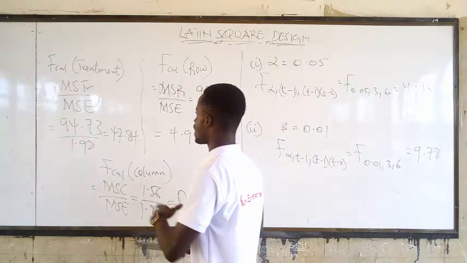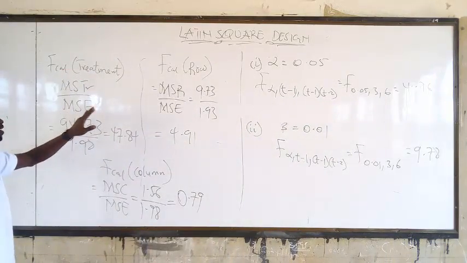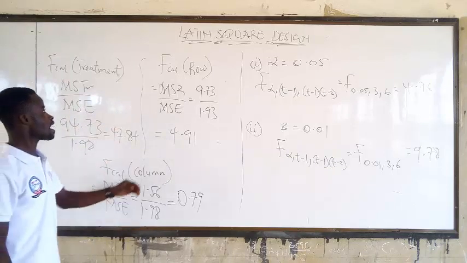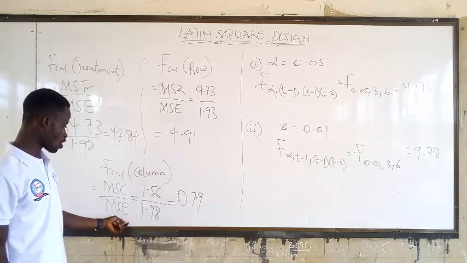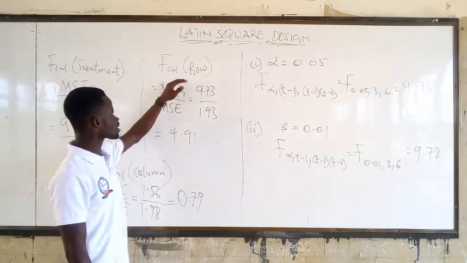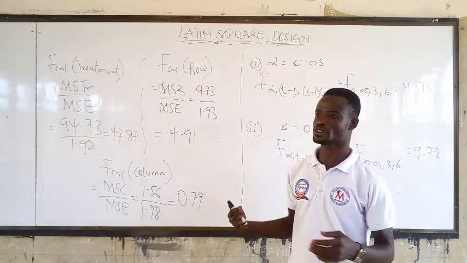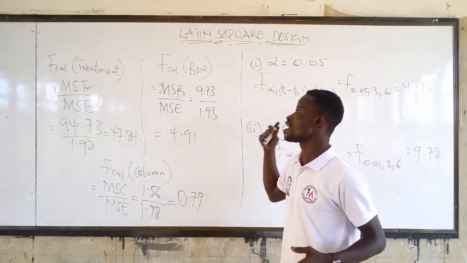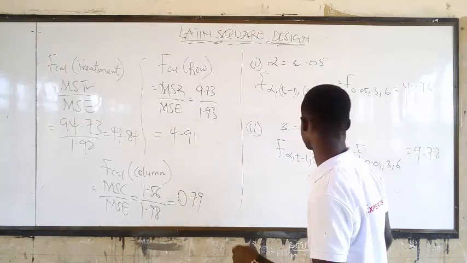Alright, so now F calculated for the treatment, the mean square of the treatment over the mean square of the error, that's what you're going to get. F calculated for the column, the mean square of the column over the mean square of the error. So F calculated for the row, that's it. So you see, stating 3 hypotheses means that you get 3 F calculated.